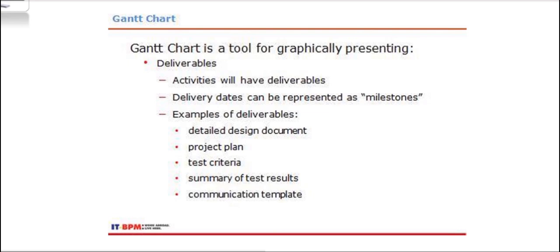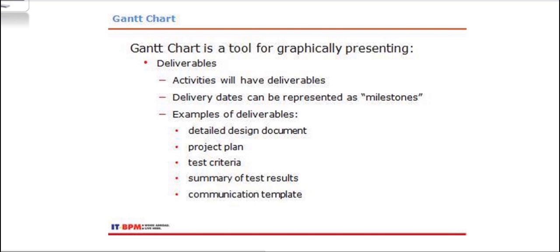Now that you have learned about work breakdown structure and activities, as reported by my partner, let's learn about a tool called Gantt chart. A Gantt chart is a visual tool that shows the timeline of a project. It's a bar chart that helps plan, organize, and track tasks. This tool is used for presenting deliverables.